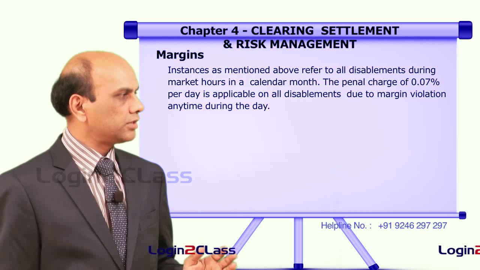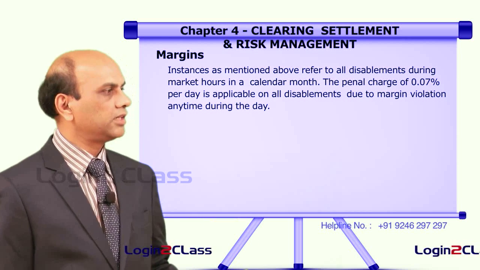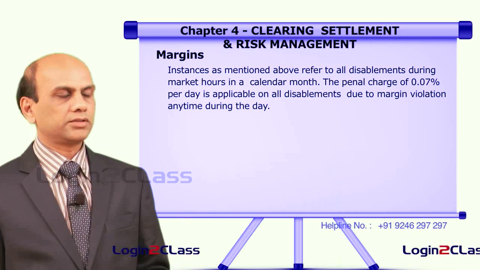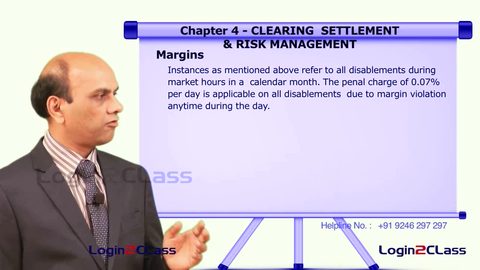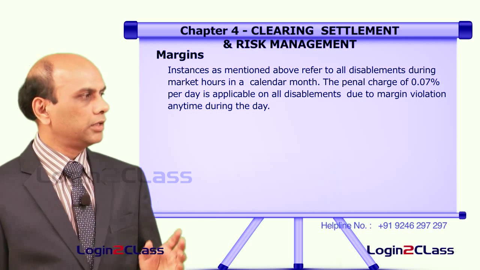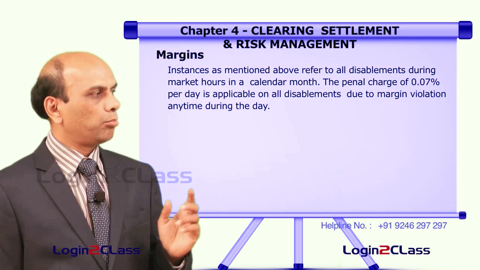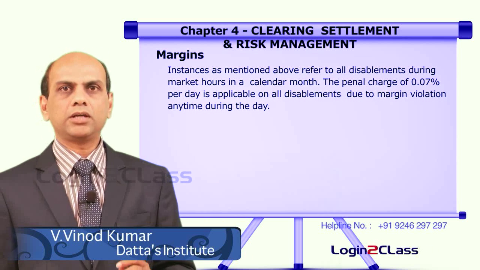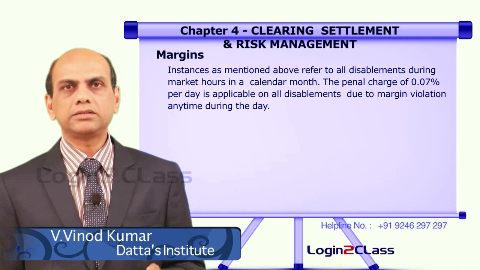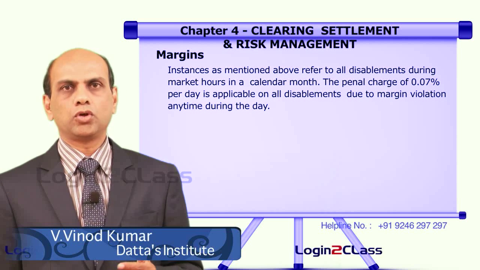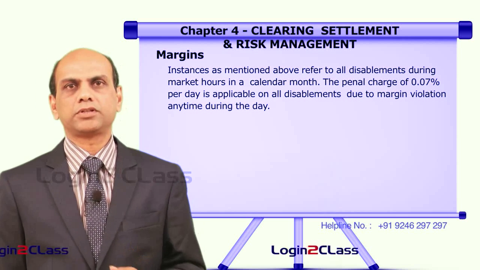Now, instances as mentioned above refer to all disablements during market hours in a calendar month. The penal charge of 0.07% per day is applicable on all disablements due to margin violation any time during that particular day. This is how the penalties are levied by the exchange on the trading member if there are any shortfalls taking place from time to time.